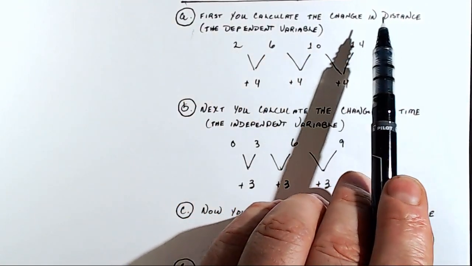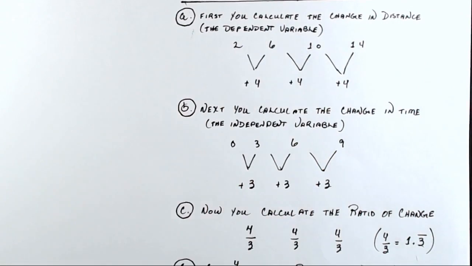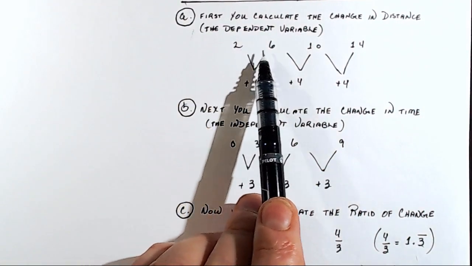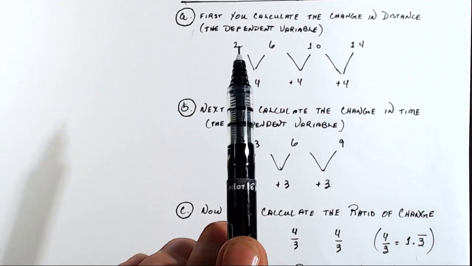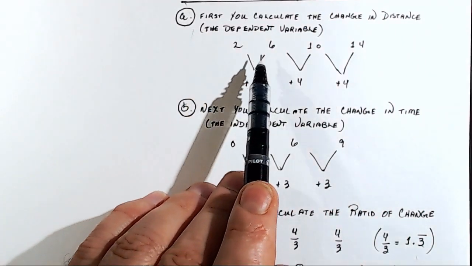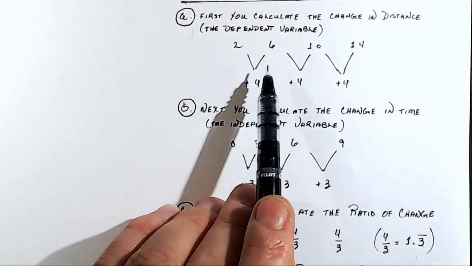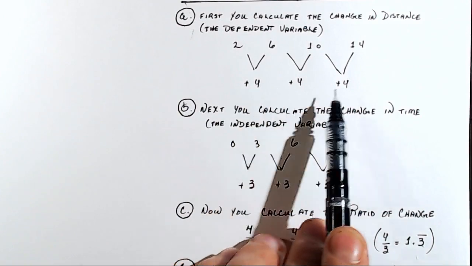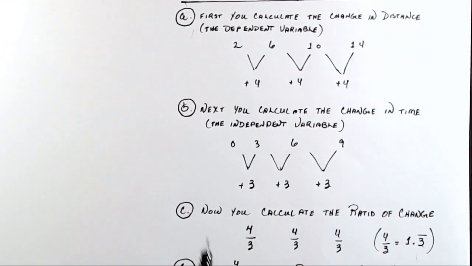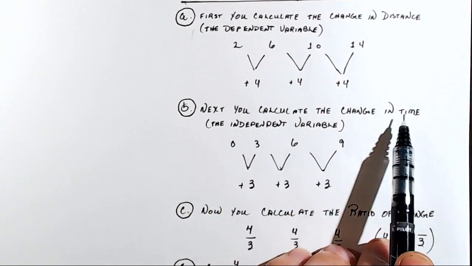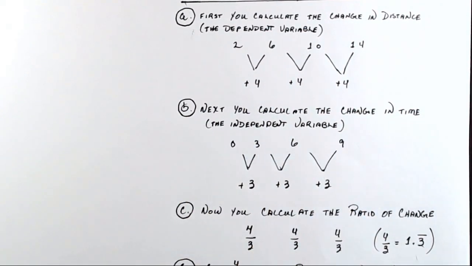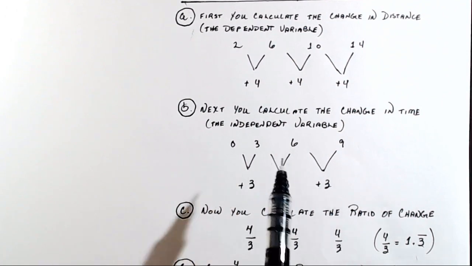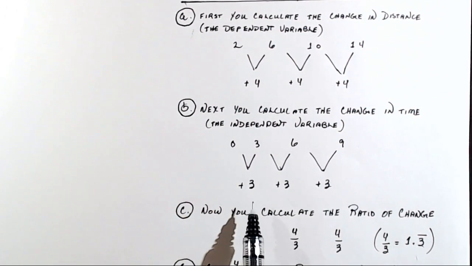First, you calculate the change in distance. That would be the change in the dependent variable. So all I did here is I wrote out all of those distances, 2, 6, 10, 14, and then I measured the change in each one from one step to the next. So this was plus 4, 2 to 6, 6 to 10 was plus 4, 10 to 14 was plus 4. Next, you calculate the change in time. Okay, that would be the independent variable. These are in seconds, so 0 seconds, 3 seconds, 6 seconds, and 9 seconds. And you see here that the change between each point is plus 3, plus 3, plus 3.